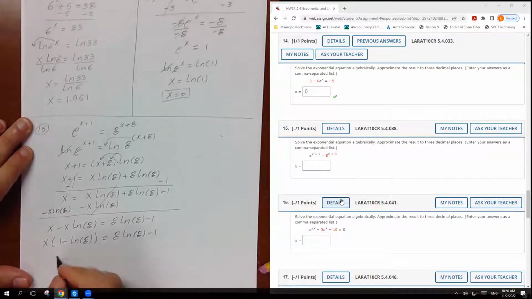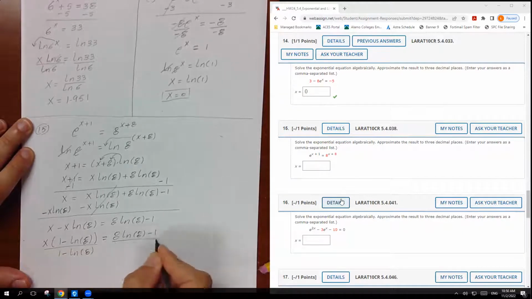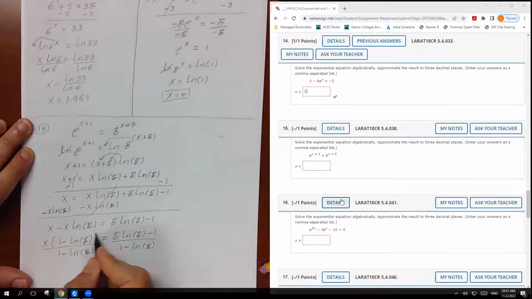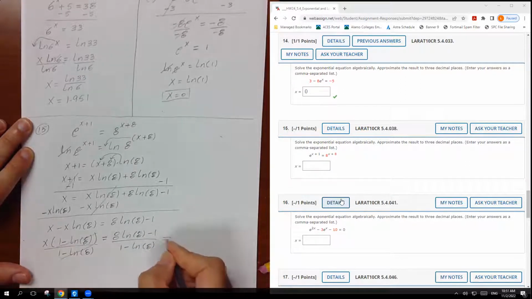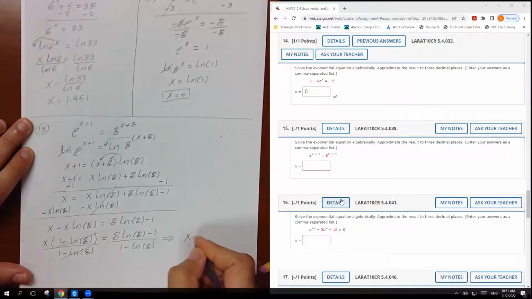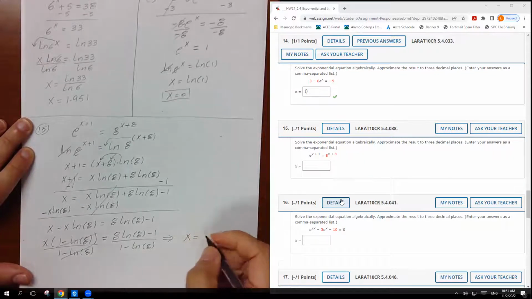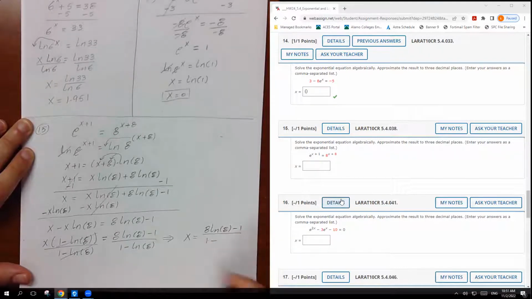Then the last thing, we need to keep the x by itself. So we're going to divide by 1 minus ln 8, 1 minus ln 8. Cancel these. That means our x is going to be equal to 8 ln 8 minus 1 over 1 minus ln 8.